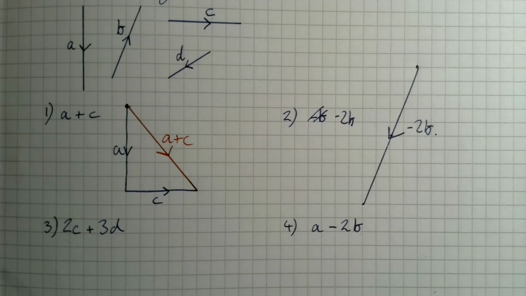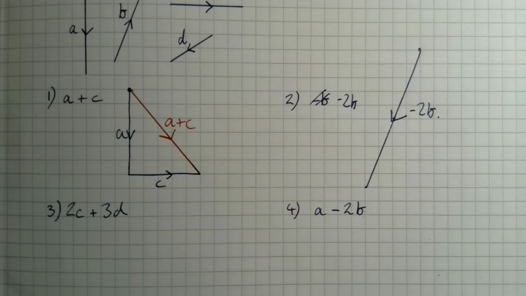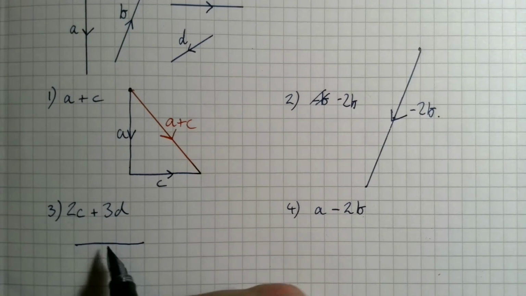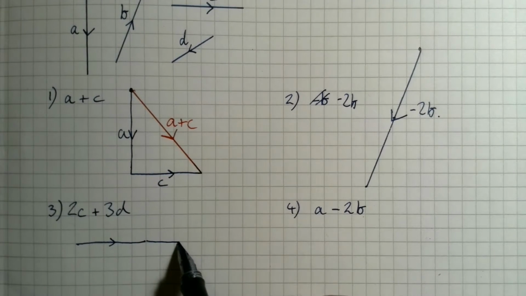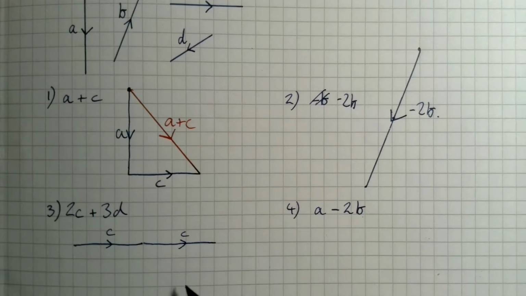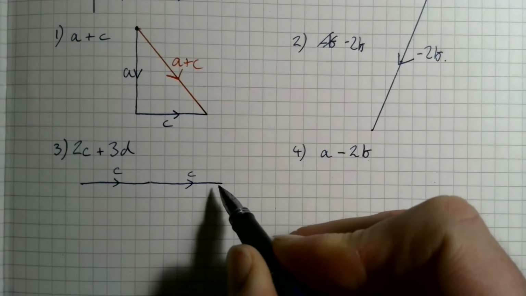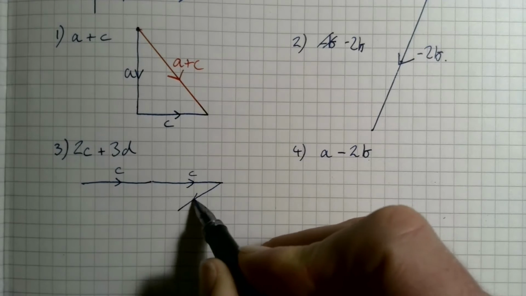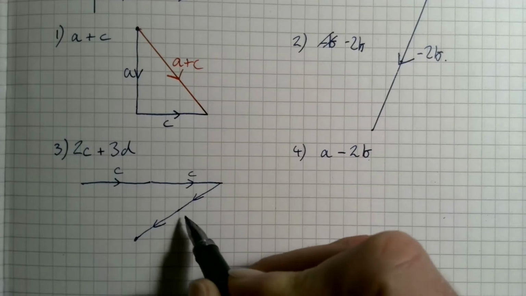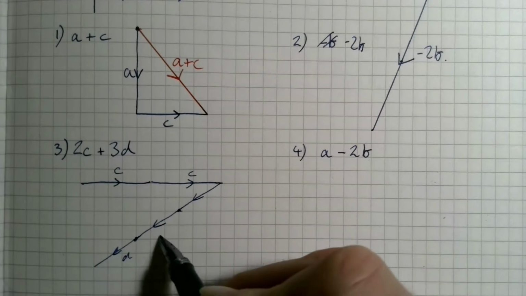So 2c plus 3d, we don't actually have to go up too far because it's going to end up going down. So c is 5 to the right, so 1, 2, 3, 4, 5, that's 1c. 1, 2, 3, 4, 5, that's another c. And then 3d, well, that's going diagonally down to the left, a bit more technology. That's 1d, that's 2d, and the third d is that.